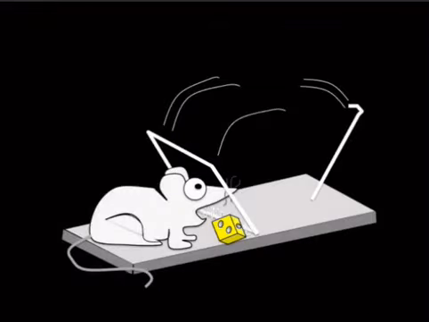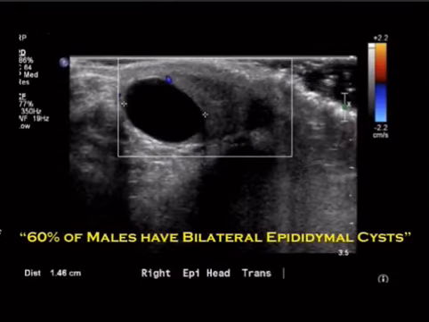Now here's a trick. It's a mousetrap. Von Hippel-Lindau has an association with another cyst in another location, and that's the epididymis. You read 60% of males have them, bilateral. Anytime you read a statistic that's high like that, it's an always for multiple choice. If it's 60, 70, 80% of the time, just think of that as always occurring with this entity for the purpose of multiple choice.